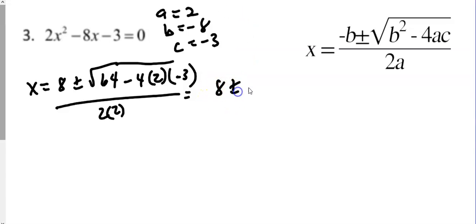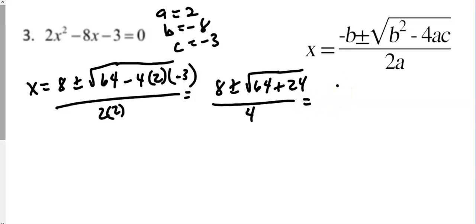So we get 8 plus or minus the square root of 64 plus 4 times 2 is 8, times 3 is 24, so plus 24, over 4. 8 plus or minus the square root of 88 over 4. So again, we've got to simplify that square root of 88.